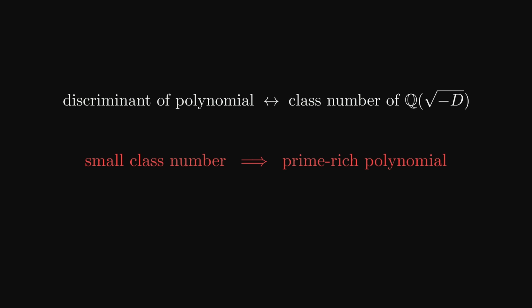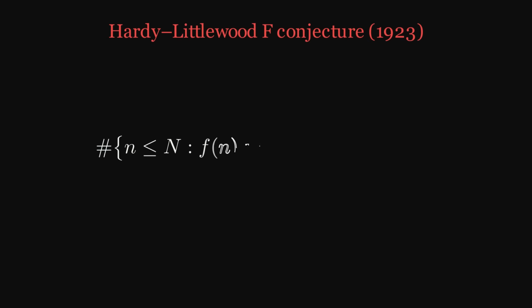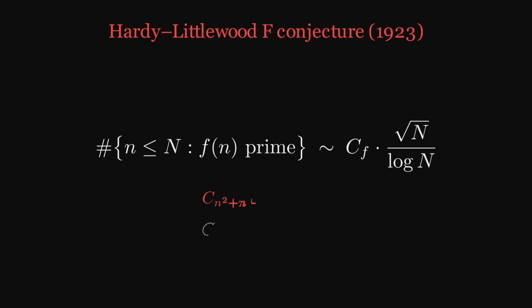But beyond these specific record holders, there is a more general statement. The Hardy-Littlewood conjecture F, from 1923, predicts the asymptotic count of primes generated by any irreducible quadratic polynomial. For f of n equals an squared plus bn plus c, the count of primes f of n with n less than capital N is conjectured to be C of f times square root of N over log of N, where C of f is a constant computed from the discriminant.